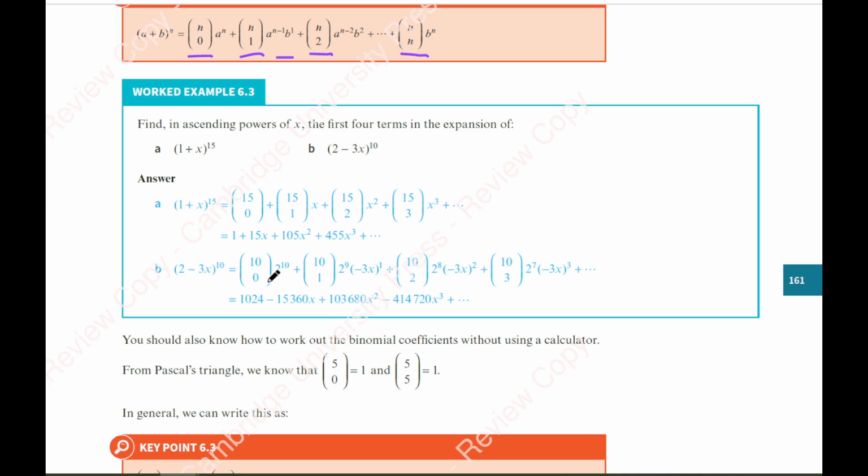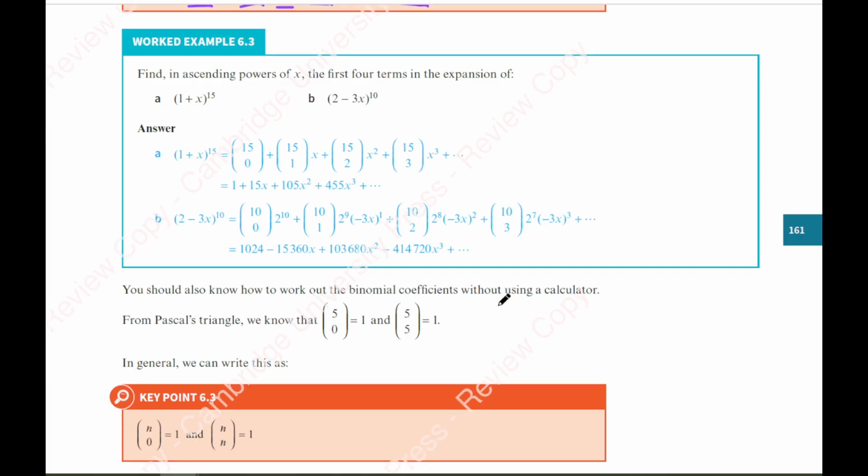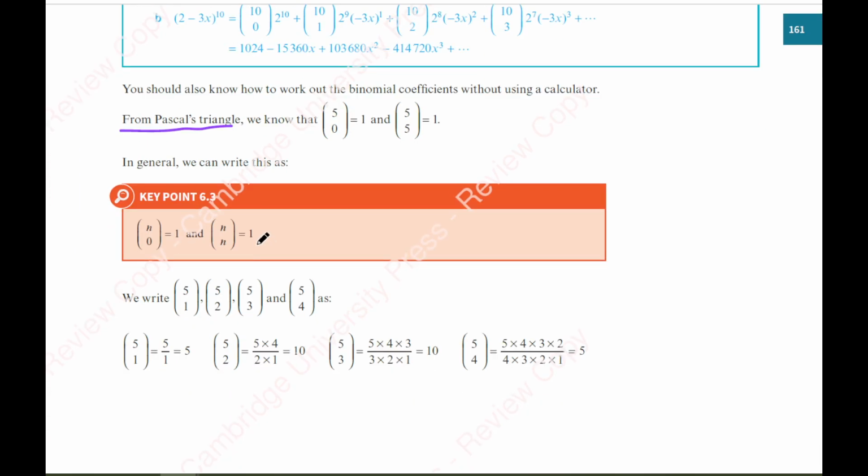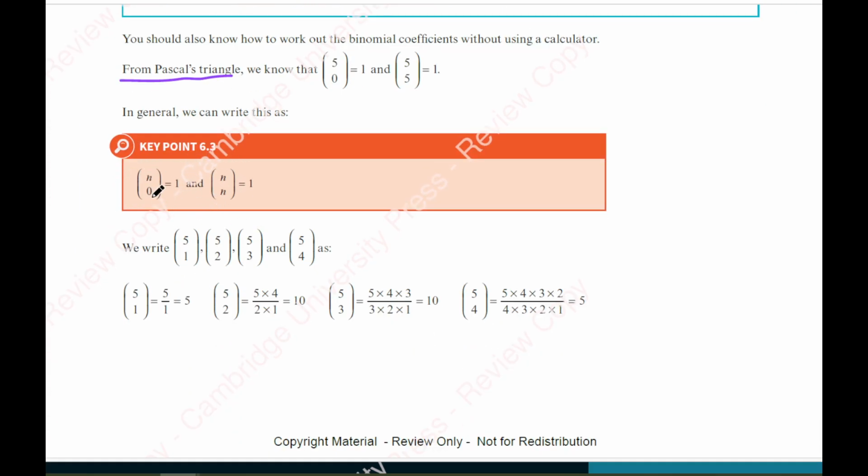And this power is taken as the maximum minus this. So you can see, if we have to work on this, we have to know how to compute without a calculator. If you have 5 choose 0 and 5 choose 5 from the Pascal triangle, you always know that these are ones, so you can just take them for granted. So n choose 0 is always 1, and n choose n is always 1. So this is important to understand.